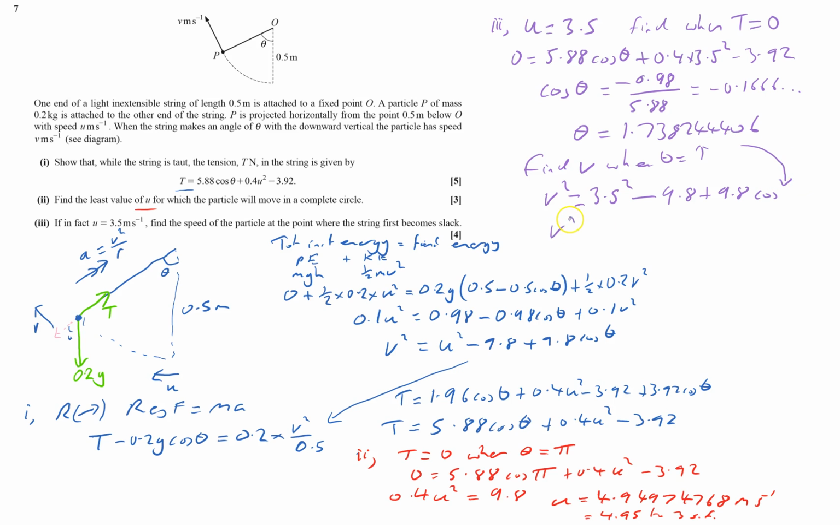And so that gives me that v squared equals 0.81666. And so v equals 0.903696114, which equals 0.904 meters per second. And that's when the string becomes slack. And that's question 7 done on a pretty straightforward paper. And that's it.